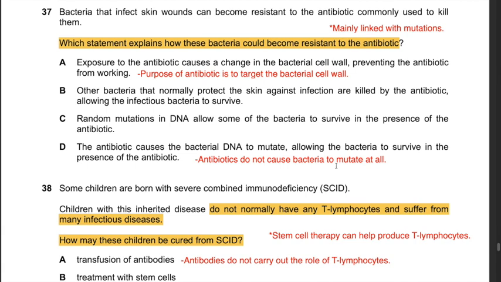Yes, that is a possible statement because mutations can occur anytime, anywhere based on certain factors such as exposure to X-rays or any ionizing radiation, and mutations in its own DNA could lead to forming resistant strains. Therefore, C is a possible statement. D. The antibiotic causes the bacterial DNA to mutate, allowing the bacteria to survive in the presence of the antibiotic. Antibiotics do not cause bacteria to mutate at all, hence D is incorrect, leaving us with the answer being C.